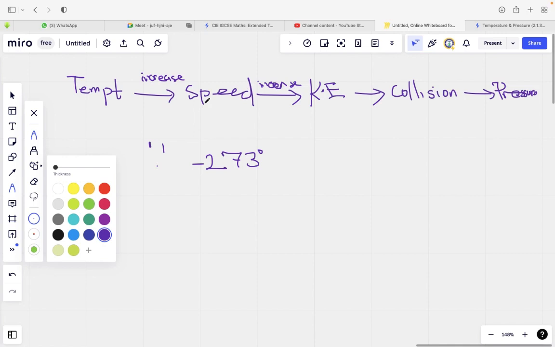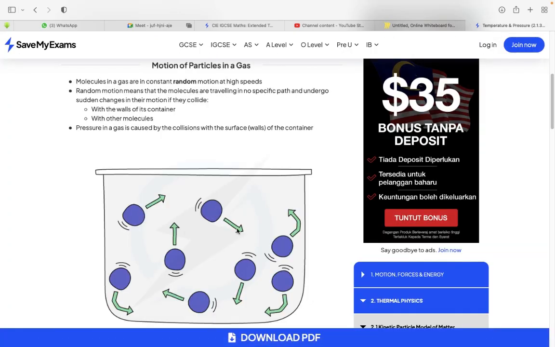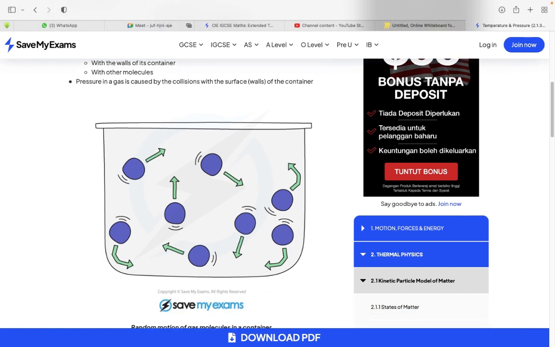When you increase temperature, the molecules or the atoms will start to move at higher speed, and that will increase the average kinetic energy, because once you are moving at higher speed, your kinetic energy will increase. Once you gain more kinetic energy, there will be more frequent collisions between particles and the walls of the container. When this continues to happen, then we have a greater pressure. So this is what we have here, the motion of particles.